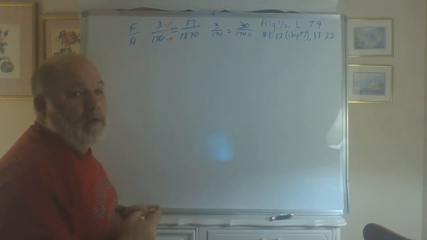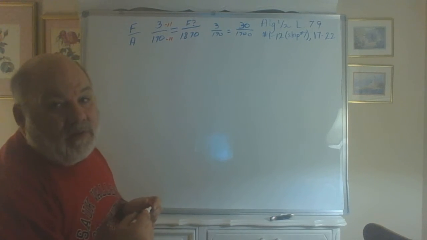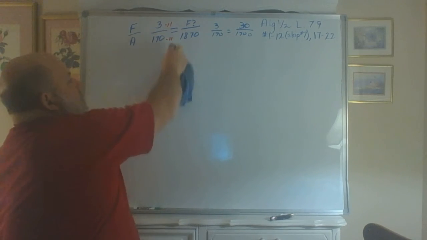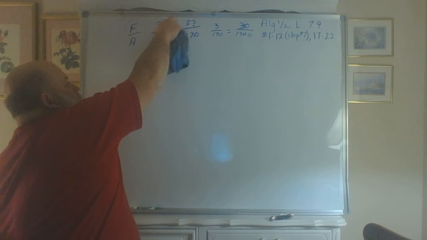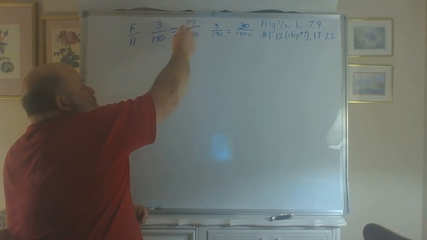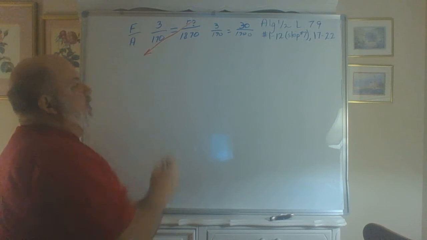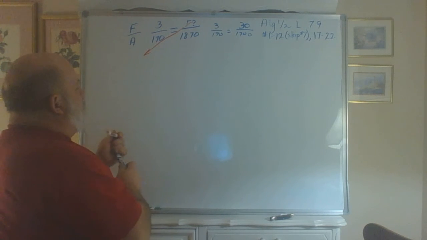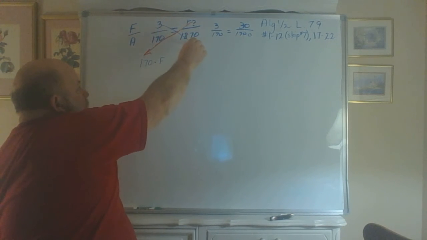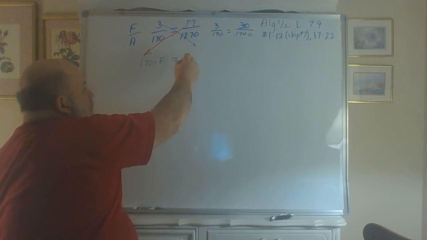Times 11. The answer is going to be 33. But let's assume you couldn't do it in your head. So we're going to cross multiply, and I showed this on that cross multiplication sheet. Those 2 numbers get multiplied: 170 times F.